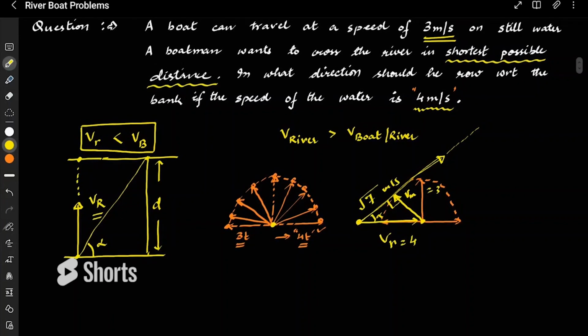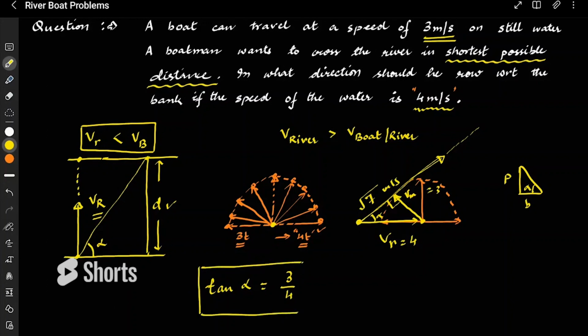So the boatman wants to know in what direction he should go. Only the direction has to be calculated, so it's easier: tan alpha, and if this width is given you can calculate the distance as well. So tan alpha is always perpendicular upon base. Whenever this is alpha, this is perpendicular, this is base, so tan alpha is perpendicular upon base, and therefore it will be 3 by 4, and this is your answer. So tan alpha is equal to 3 by 4.